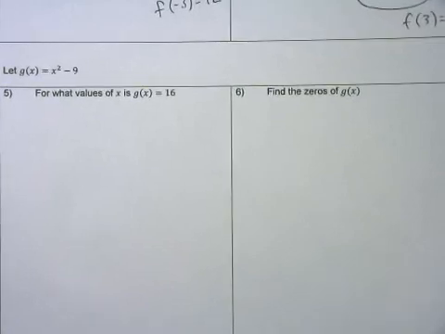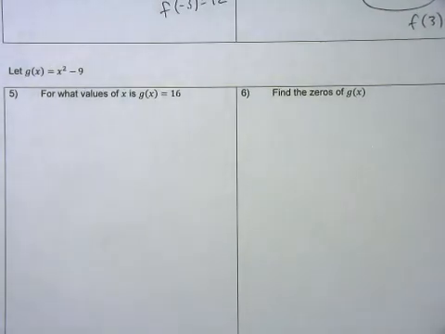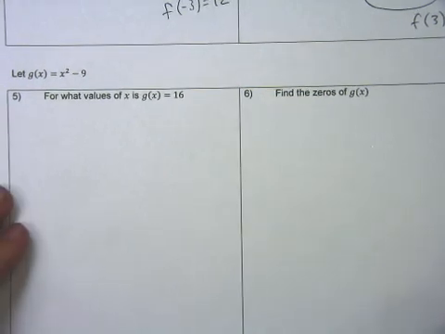All right, let's do 2 more. We've got a different function here. g of x equals x squared minus 9. Right? For what values of x is g of x equal to 16? Okay, I'm going to do this one with you.